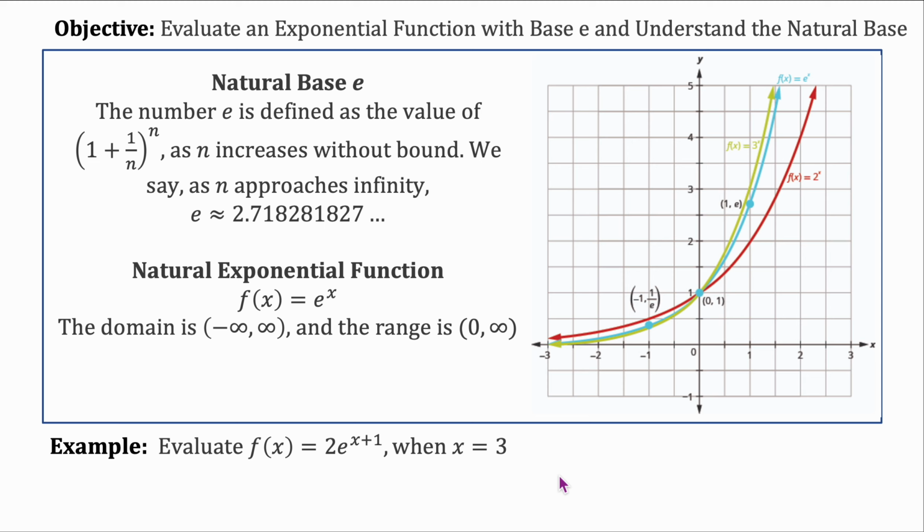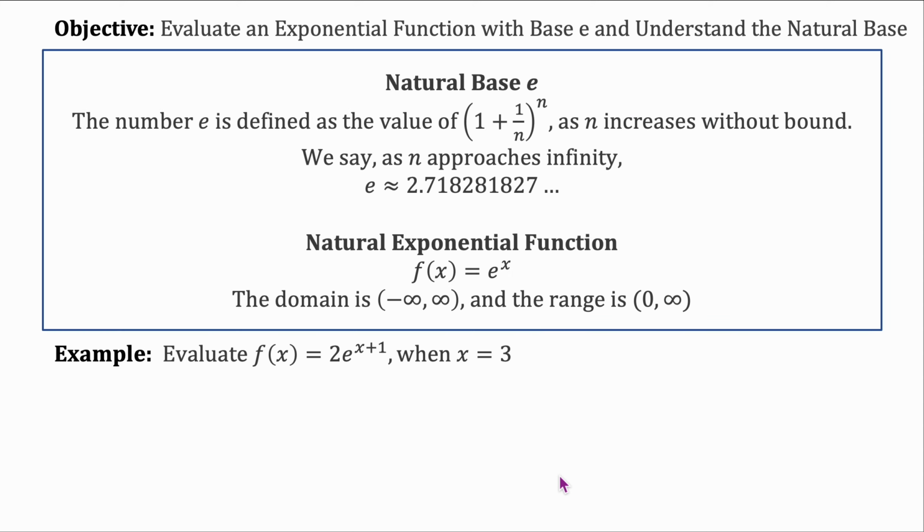Let's take a look at a function, f of x equals 2 times e to the x plus 1, and let's evaluate it when x is 3. Now, if we plug in 3, it would be in the exponent spot, so we would have 2 times e to the 3 plus 1. Now, combine that power to be e to the 4th, and that would be our exact answer, 2 times e to the 4th.